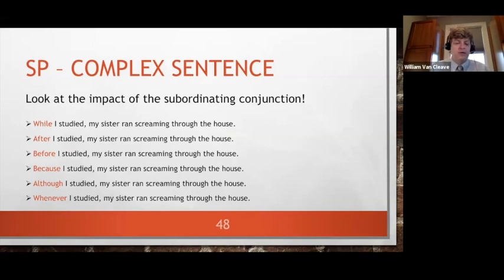Although I studied, you know what? She should have known better. Here I am studying. It doesn't seem to matter to her. And then the bottom one is perhaps the most depressing, which is every single time I studied, she ran screaming through the house. So you can see again, I've changed a single word, these powerful subordinating conjunctions, and I've shifted the entire relationship between the ideas in these clauses.